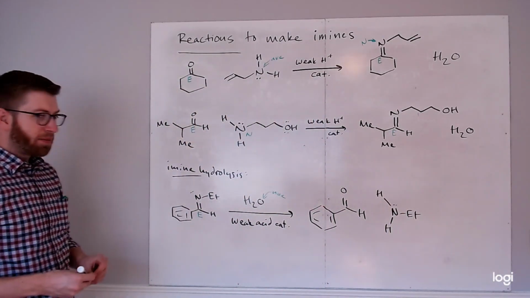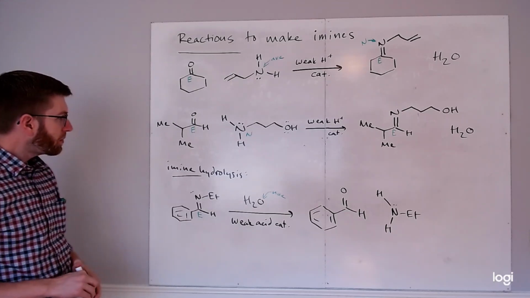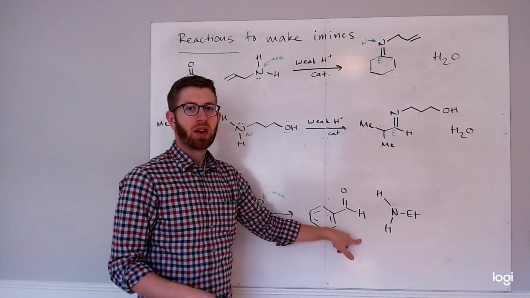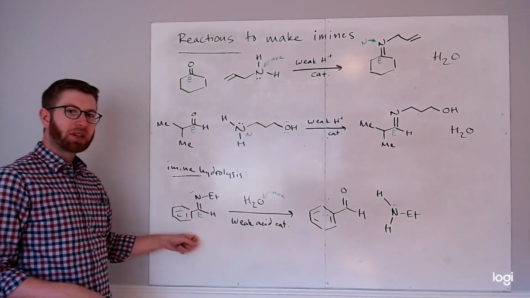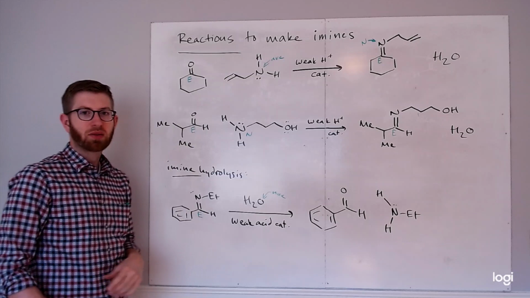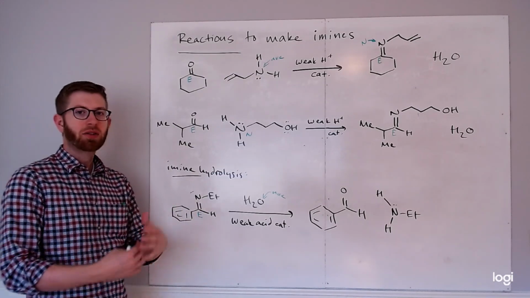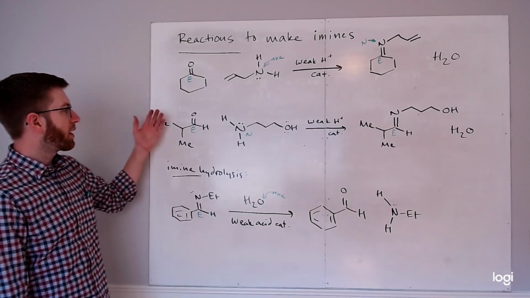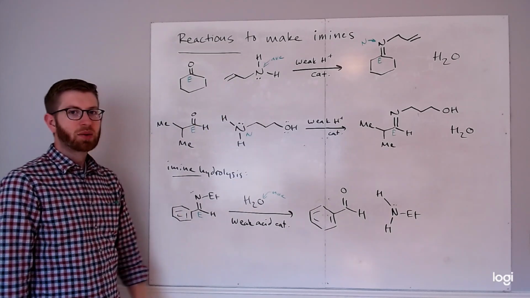So what we're seeing is the direct reverse. If I had written these structures on the left-hand side of the arrow, you would have predicted the structure forming. Remember that these hydrolysis reactions are literally the exact reverse of how you would make the functional group. So if you make imines like this, then the hydrolysis would be the exact opposite.